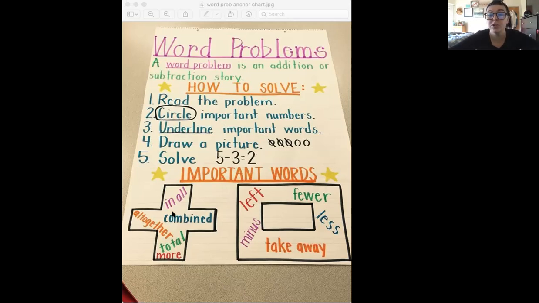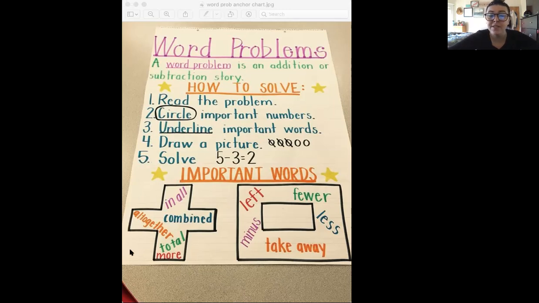The important words part. So these are the words you're going to underline to help you really figure out the problem. Now, I gave you a big hint at the beginning of this, and I told you that they're all going to be addition problems. So there's not as much detective work that you need to do to figure out whether you're adding or subtracting. But eventually, you will get problems where sometimes it's adding and sometimes it's subtracting. So it's important to know which words tell us what to do.